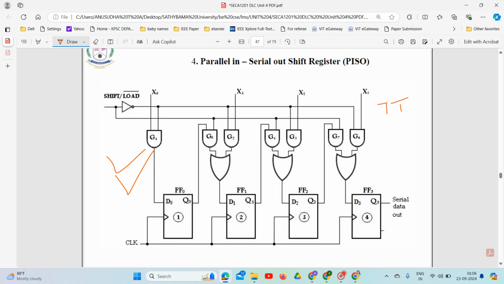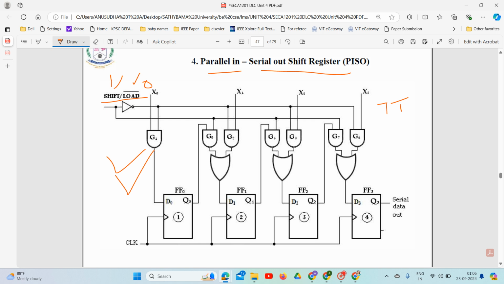Here we are using 2 parameters, shift and load. Shift is active high, load is active low. So if you give shift as 1, it performs the shift operation. If you give 0, it performs the load operation. So before shifting we have to load the data into the flip-flops. Here we are using 4 flip-flops because it is a 4-bit parallel in and serial out shift register. Okay, first we need to load the data.